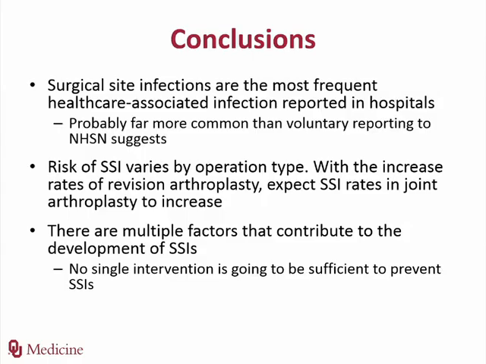So in conclusion, surgical site infections are the most common healthcare-associated infections in hospitals today. I think they're much more common than we report to NHSN. I think a lot of things don't get reported. Risk of SSI varies by operation type. Clearly, colorectal surgery is a huge issue. Orthopedic surgery, hopefully, we keep our rates very low. And I think as we see more revision joint arthroplasties in the future, as patients age and live longer, we're going to see more infections.